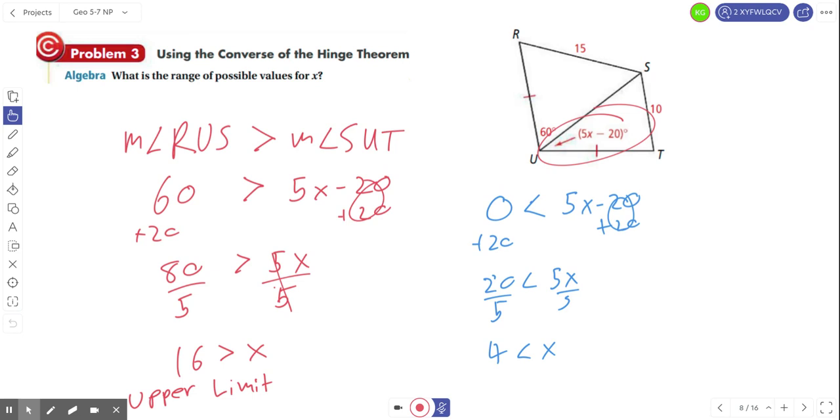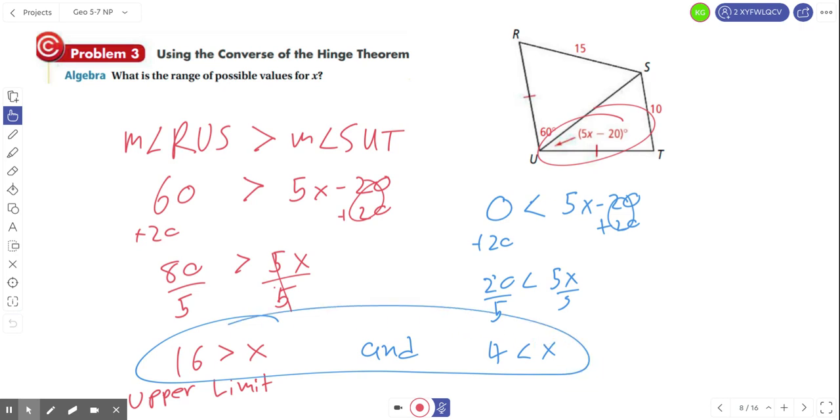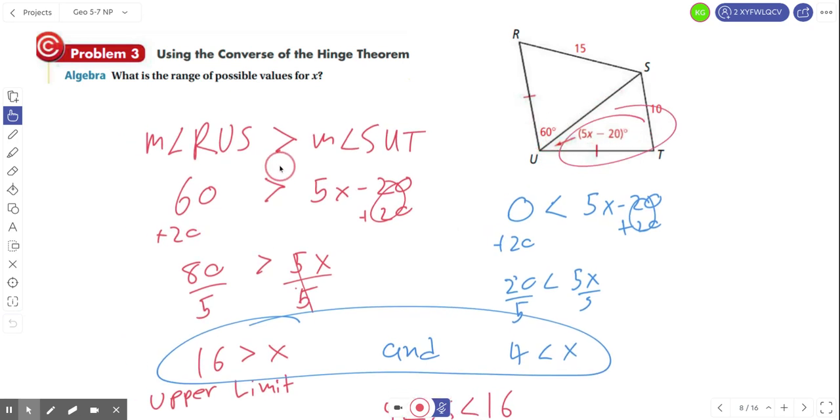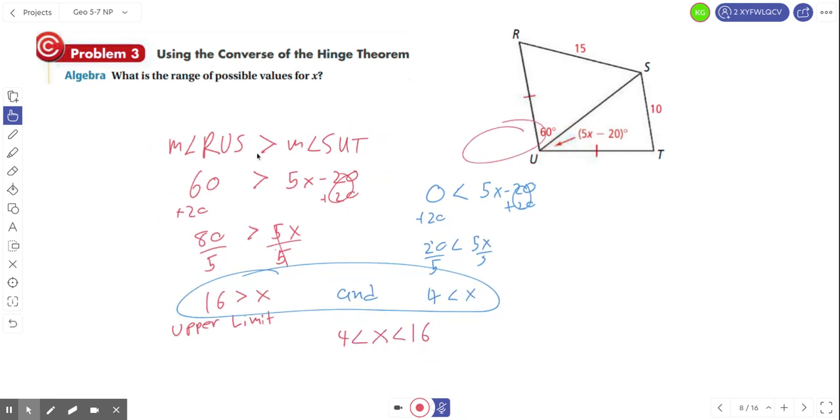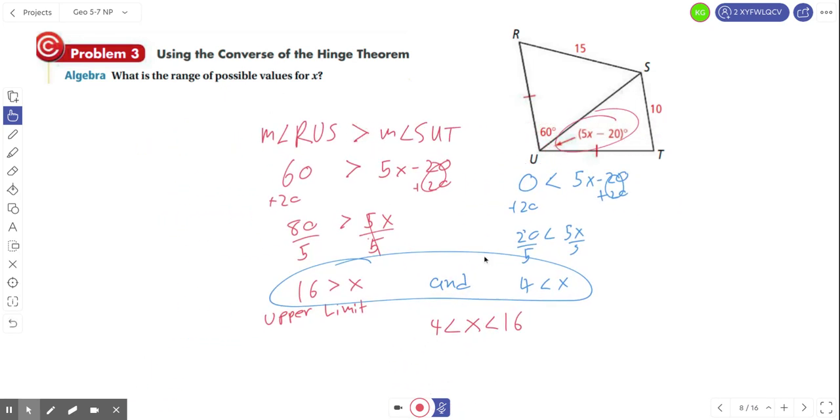So we could either write that as 16 is greater than x and 4 is less than x, and put an and in between and write our compound inequality like that. We could also write it all together as 4 is less than x is less than 16. So x is between 4 and 16. Oh, I ran off the visible area there. There we go. So when you do these, you have to find the upper limit and the lower limit.